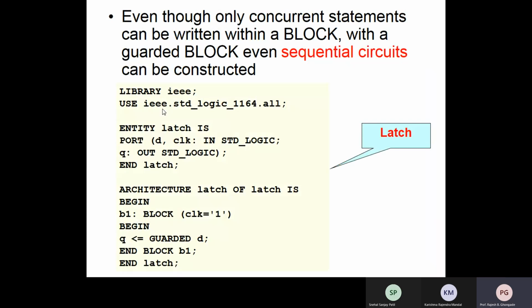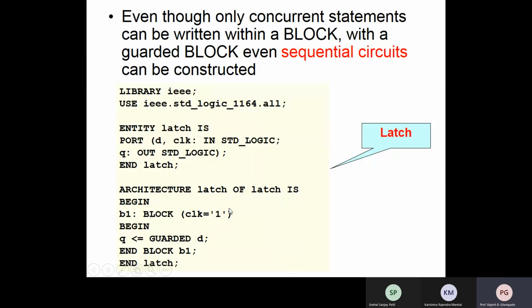Here we are talking about a latch. The complete example is given here. Library IEEE; use IEEE.STD_LOGIC_1164.all; entity latch is port. I'm having the port declaration as D, clock, which are in mode and STD_logic type. Q is output, and it is of STD_logic type, end latch. Architecture latch of latch, I mean the name of the architecture and entity can be the same, is, you see here, begin. B1 is a label, block.